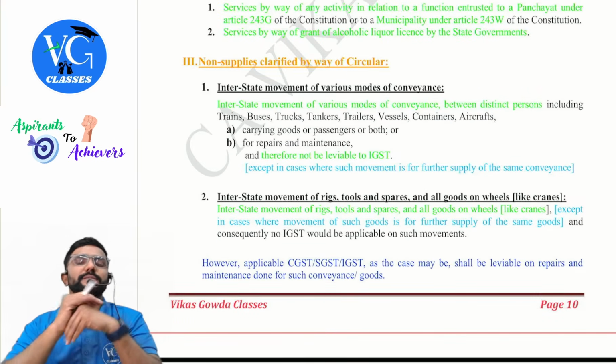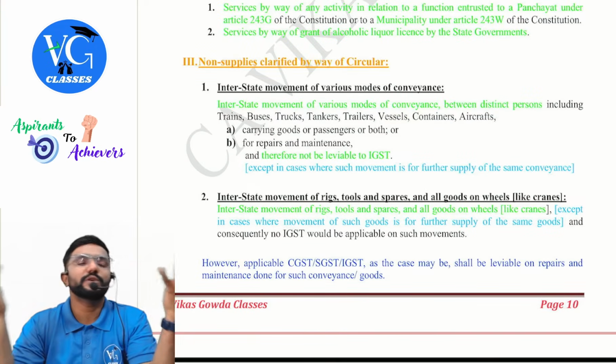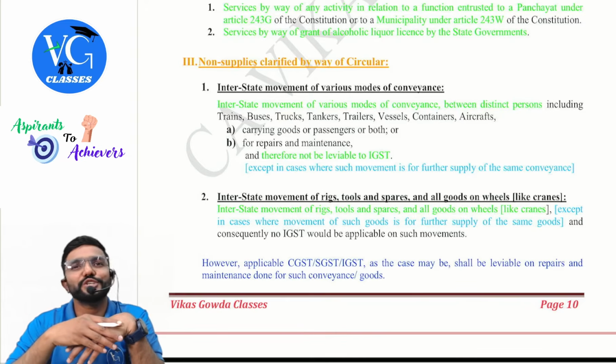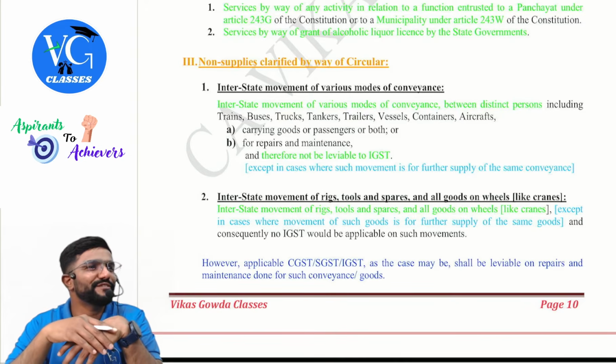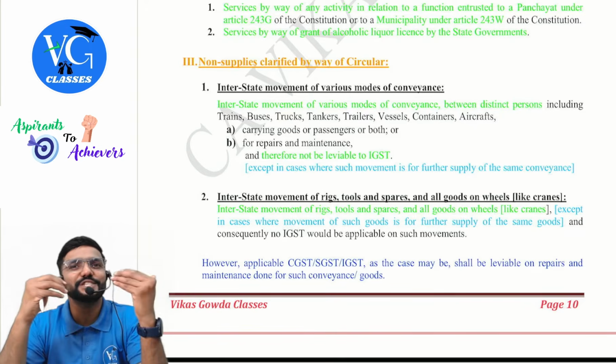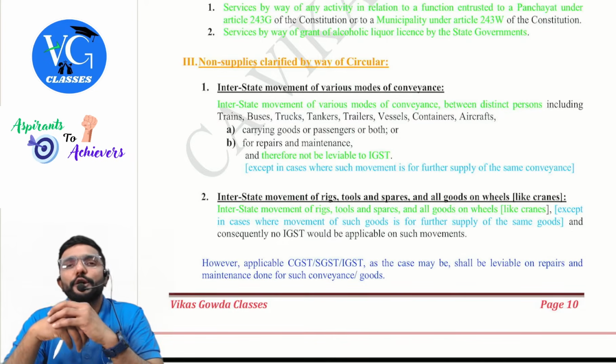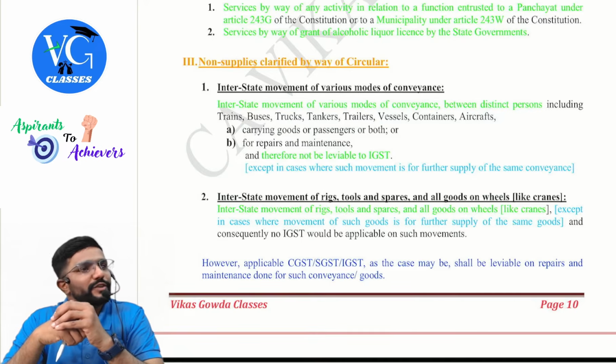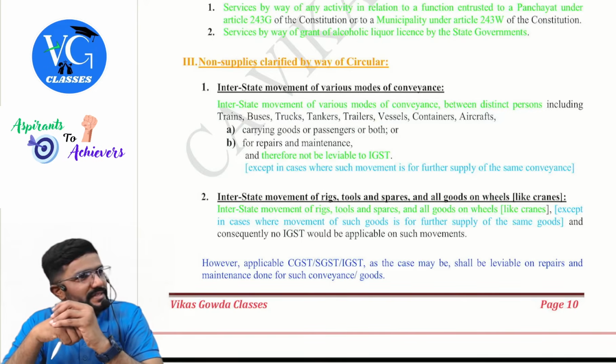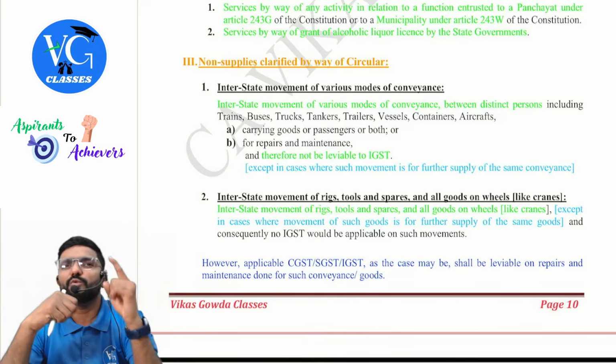Guys, you may ask me, sir, when goods are sent from one branch to another branch, even without consideration, they are charging GST. How is it fair? Simple logic. Assume I have manufactured the goods in Karnataka. I am sending the goods to my Tamil Nadu branch without consideration. Is it a supply? Yes. Am I liable to pay GST? Yes. Now, who is the recipient?